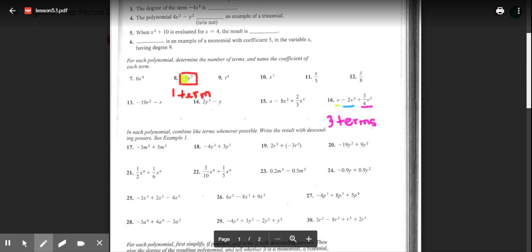All right. Now, how many coefficients do we have? Well, remember, when we have a variable without a coefficient, we know it is 1. Okay. So we have a 1. We have a negative 2. And we have a 3/4. Okay, those are our 3 coefficients. Okay. Let's erase all this.